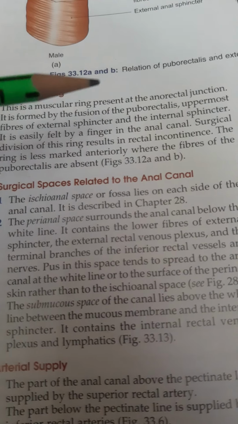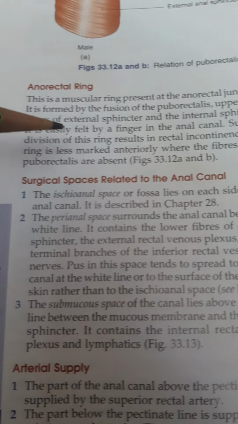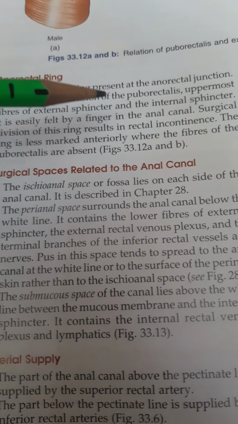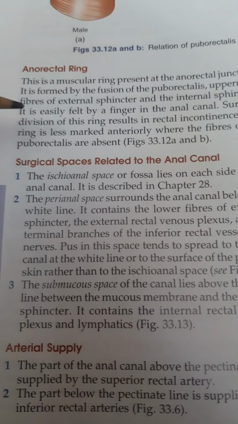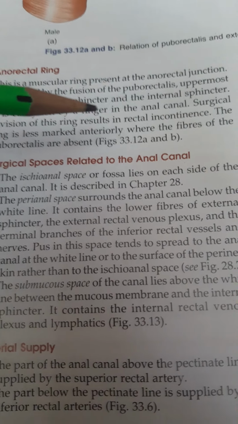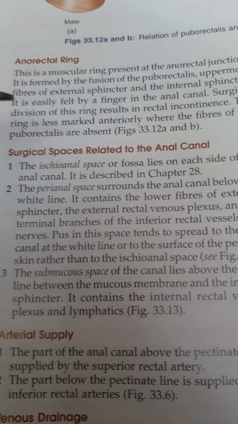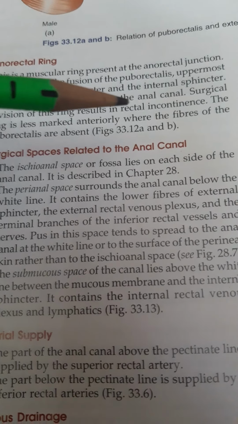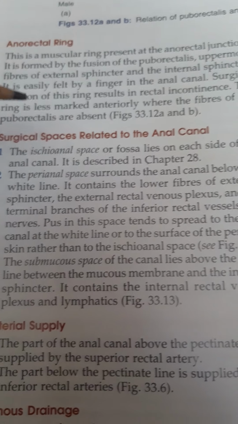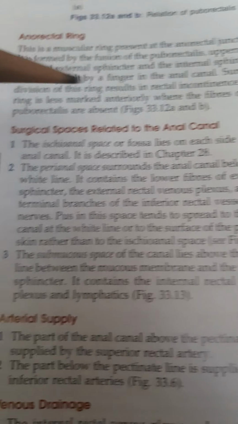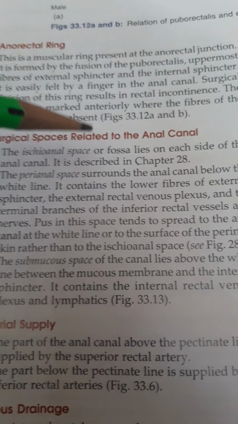It is formed by the fusion of the puborectalis, uppermost fibers of the external sphincters and the internal sphincters. It is easily felt by the finger in the anal canal. Surgical division of the ring results in rectal incontinence. The ring is less marked anteriorly where the fibers of the puborectalis are absent.